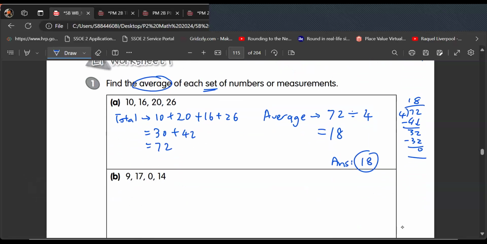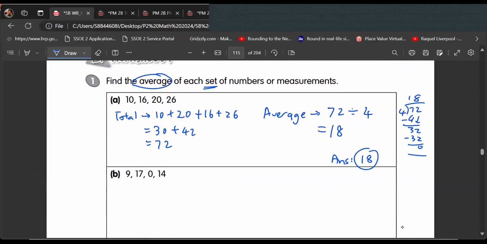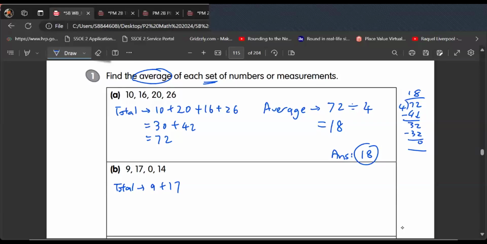Based on this, you will see over here, total divided by number of data. So find total first, step 1, find total. Total is 9 plus, oh, do I add 0 in? Yes or no? Do I count 0 in? This is a very important question.